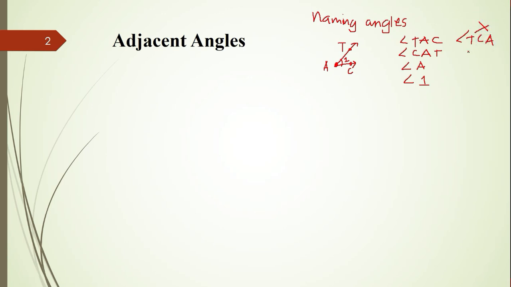This is not right because you should always remember to put the vertex. The vertex is the point of intersection of the two rays. Okay, this is the vertex. The vertex should always be found in the middle. So our vertex is A, so A should always be written in the middle of the three letters when you use three letters. But if you only use one letter, it's just the vertex itself. This is safe when you only have one angle. But if your figure has a lot of angles going on, you need to use three letters. Also, when you can see a number labeled inside your angle, you can name it using that number.